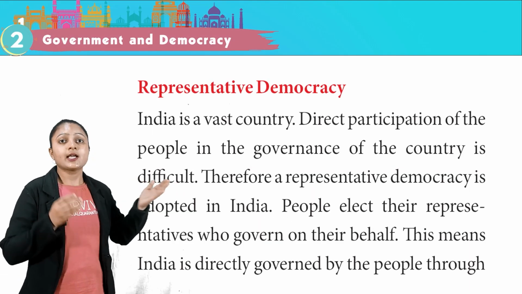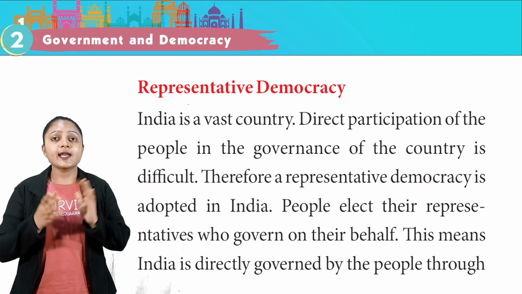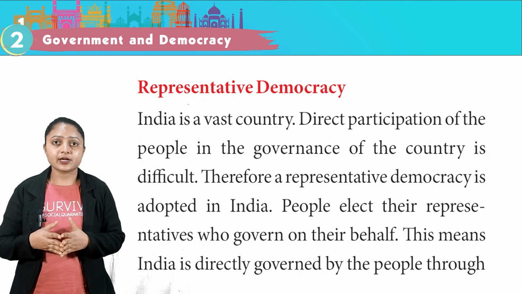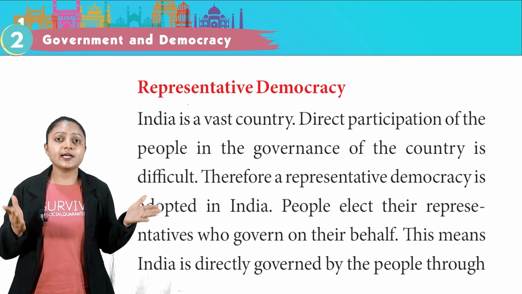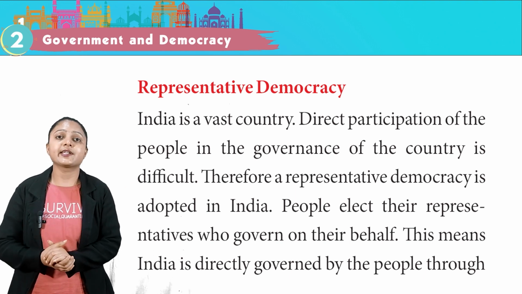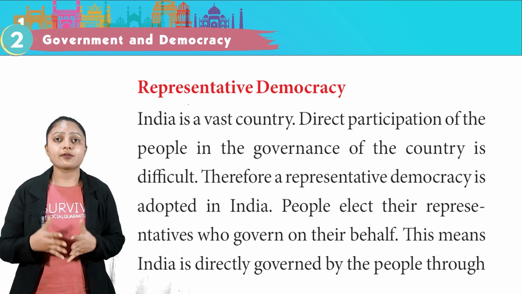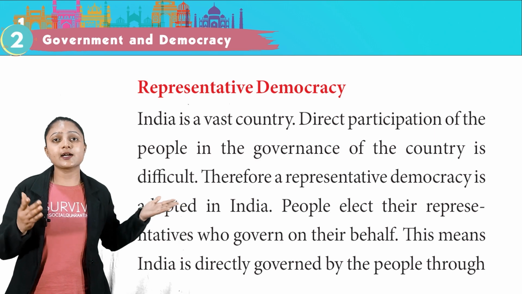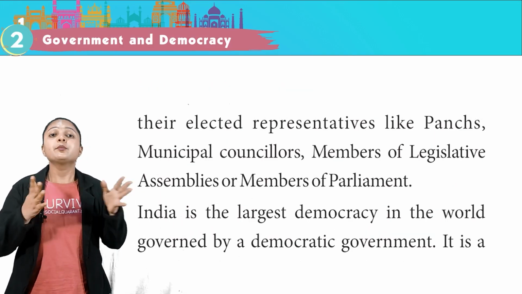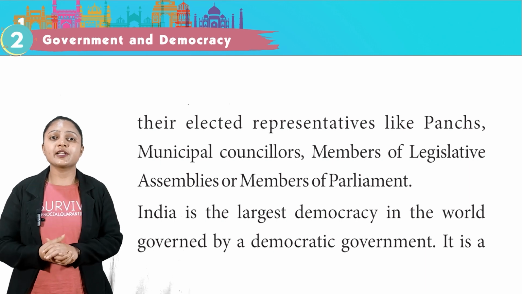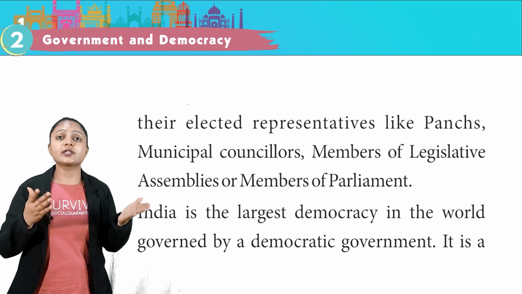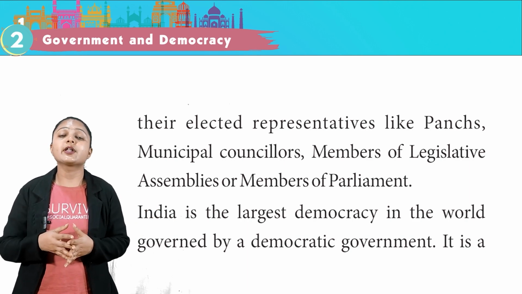Representative democracy. India is a vast country. Direct participation of the people in the governance of the country is difficult. Therefore, a representative democracy is adopted in India. People elect their representatives who govern on their behalf. This means India is governed by the people through their elected representatives like municipal councillors, members of legislative assemblies, or members of parliament. India is the largest democracy in the world, governed by a democratic government.